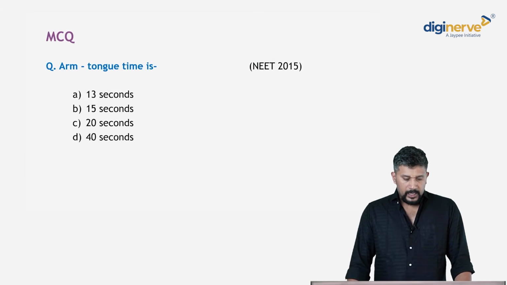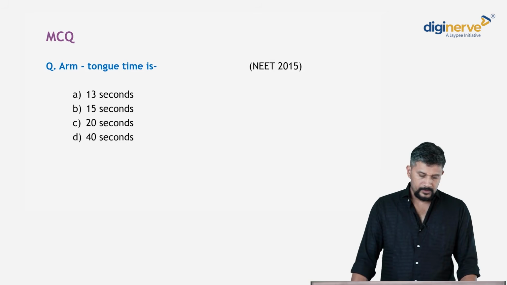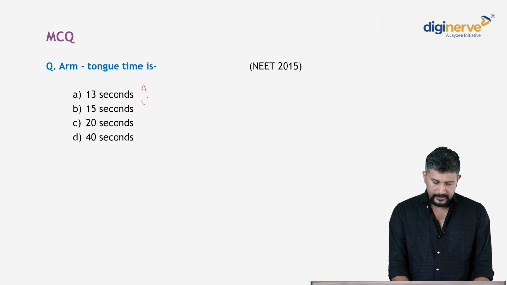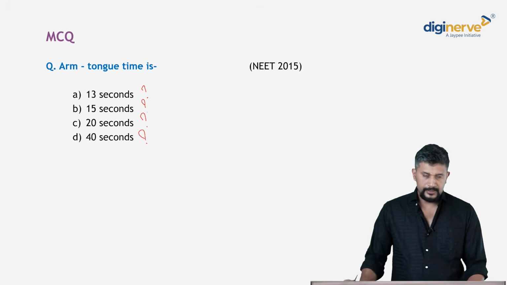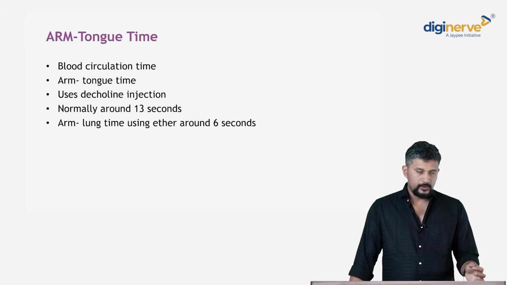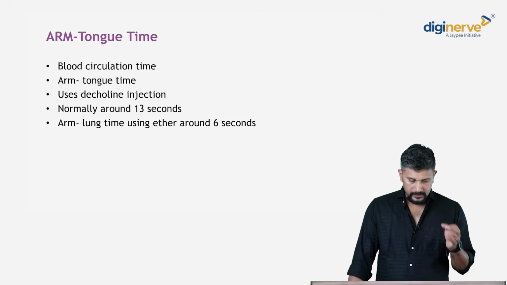Next, coming to the arm tongue time. So the arm tongue time is A, is it 13 seconds? Is it B, 15 seconds? Is it C, 20 seconds? Or is it D, 40 seconds? So for this, we'll have to look at what is your arm tongue time.